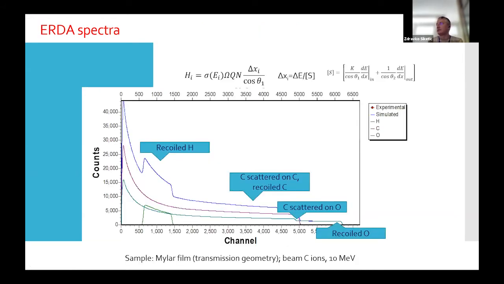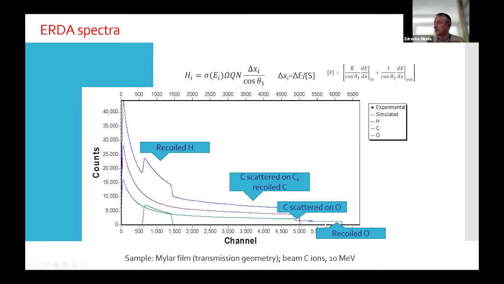And this is actually how the spectra looks like. There are different colors in this spectra which represent different elements. For example, the green one is recoiled hydrogen. This is how the spectra of the recoiled hydrogen looks. This is a Mylar film in transmission geometry for a 10 MeV carbon primary ion beam.